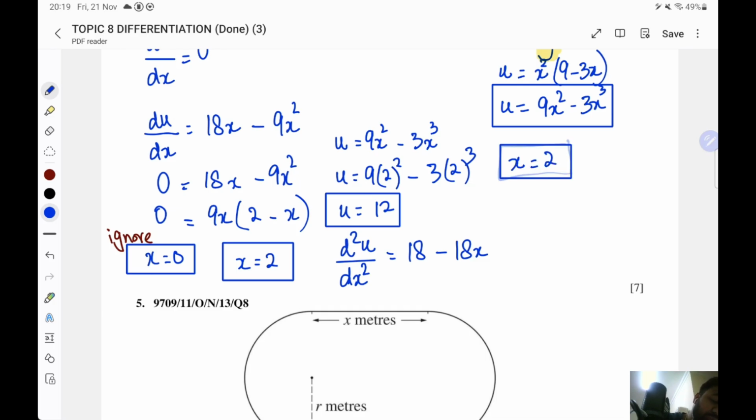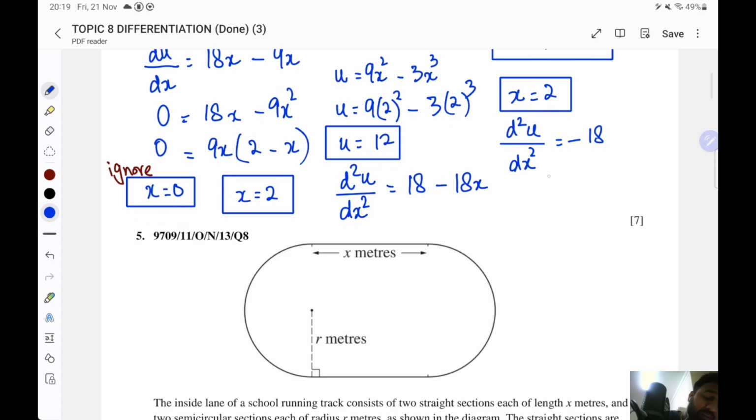Let's substitute it. So d square u over dx square, 18 minus 36, which will be minus 18. Since it's giving you a negative value, it means that it's a maximum value. Okay, so if the second derivative is negative, it means that the stationary point is the maximum value.